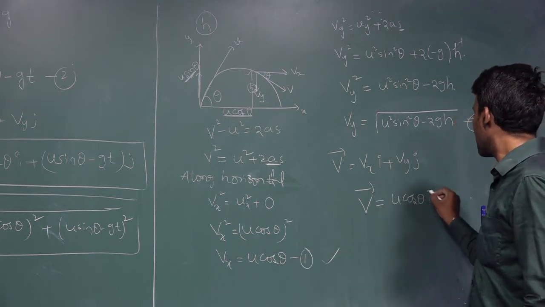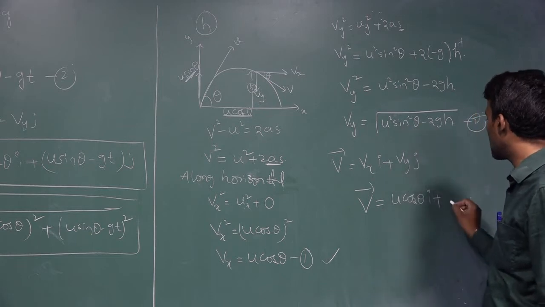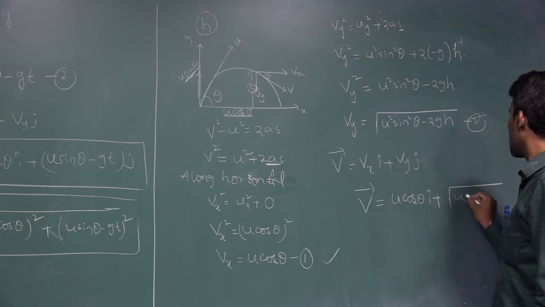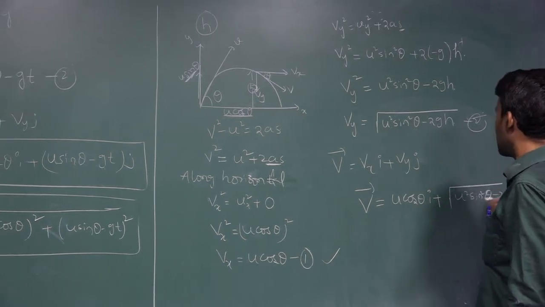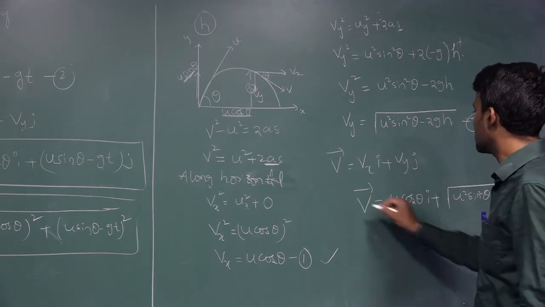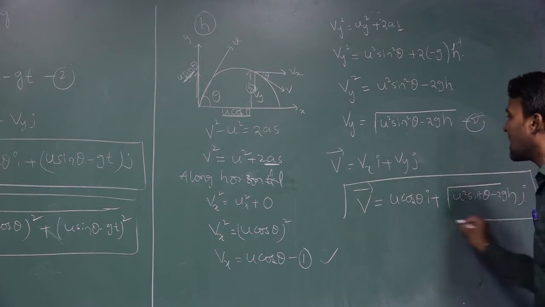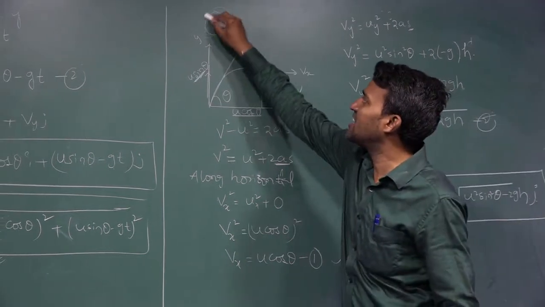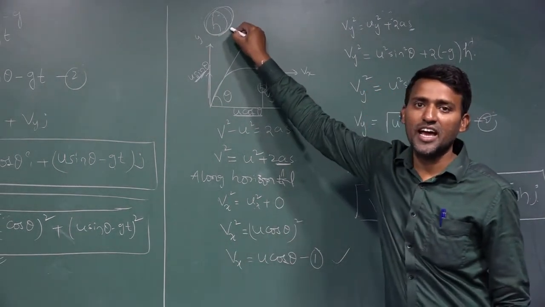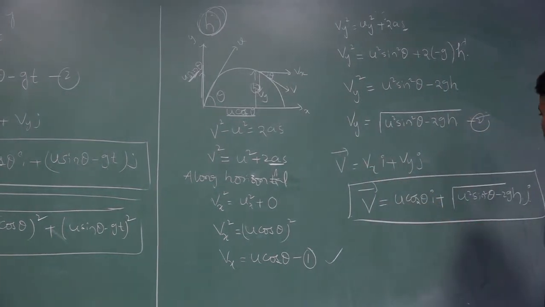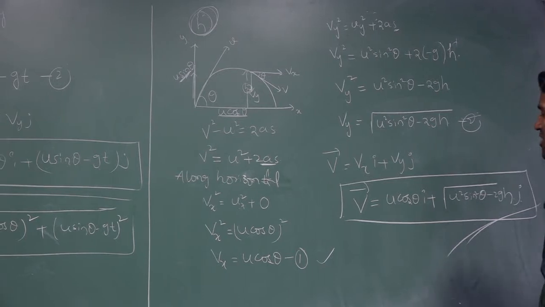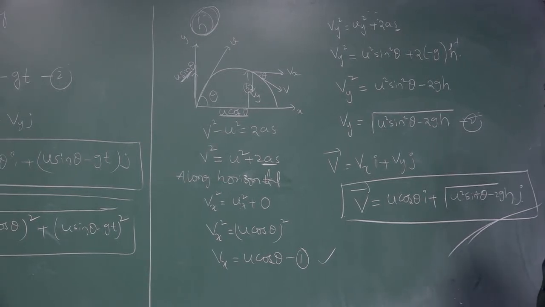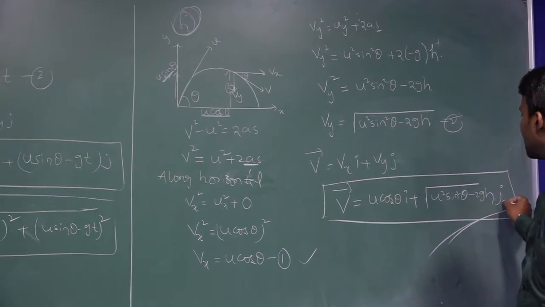U cos theta i plus Vy j, where Vy is equal to under root of U square sine square theta minus 2gh, isn't it? So this velocity at a height h is V bar equal to U cos theta i plus under root of U square sine square theta minus 2gh j.